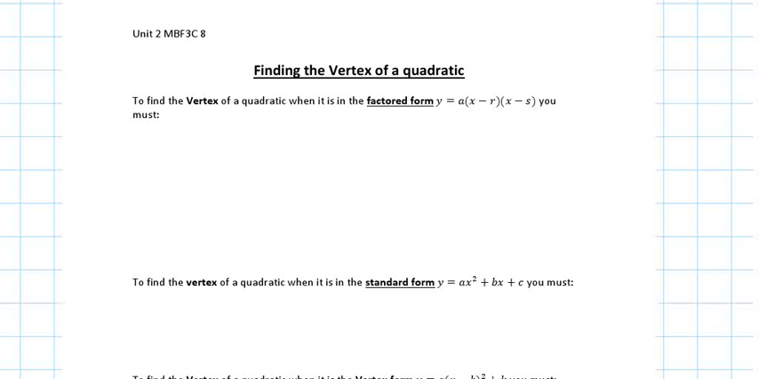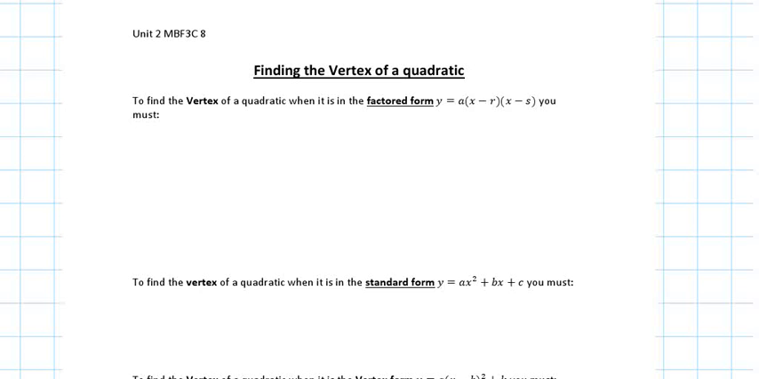So we talked about the three different forms of quadratic, and what I can find from each one of them. From the standard form, I can find the y-intercept. From the factored form, I can find the zeros. From the vertex form, I can find the vertex. Good.